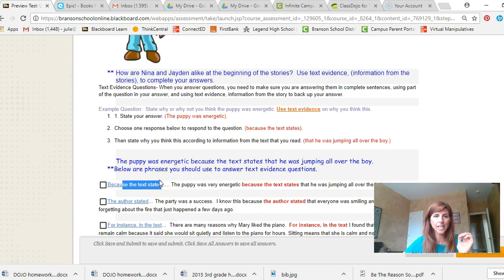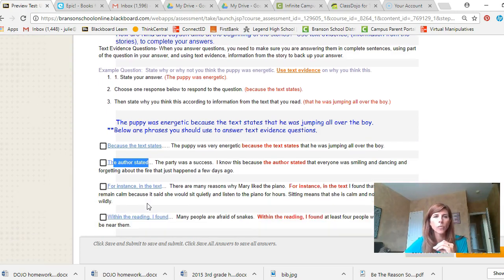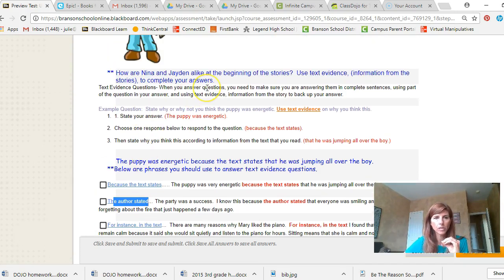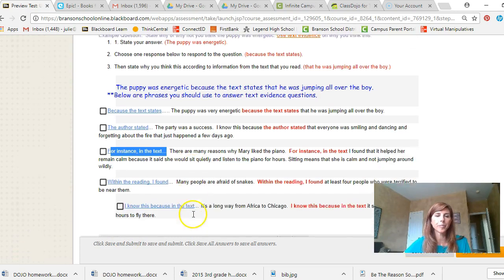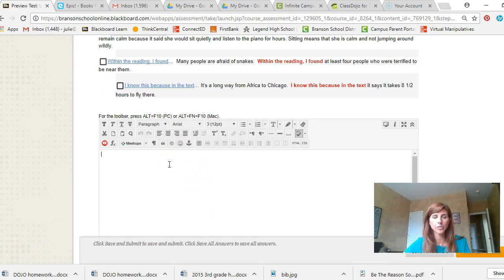Or you could say Nina and Jaden are alike at the beginning of the story because the author states clearly that Nina what and Jaden what. Why are they alike? And then you say the author stated this. Nina and Jaden are alike this way. I'm not going to tell you the answer. For instance, in the text, you have to explain how they are alike. And then you just answer those right down here.